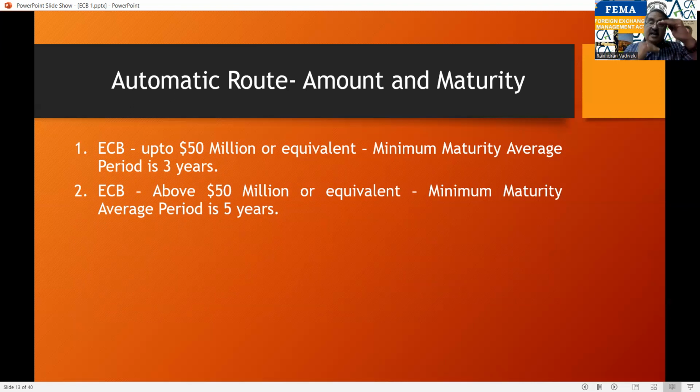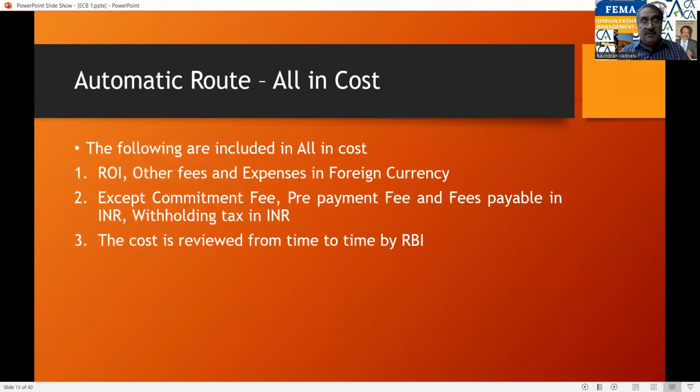Up to $50 million, the MMAP, that is the minimum maturity average period, is 3 years. If it exceeds $50 million, the minimum average maturity period is 5 years.